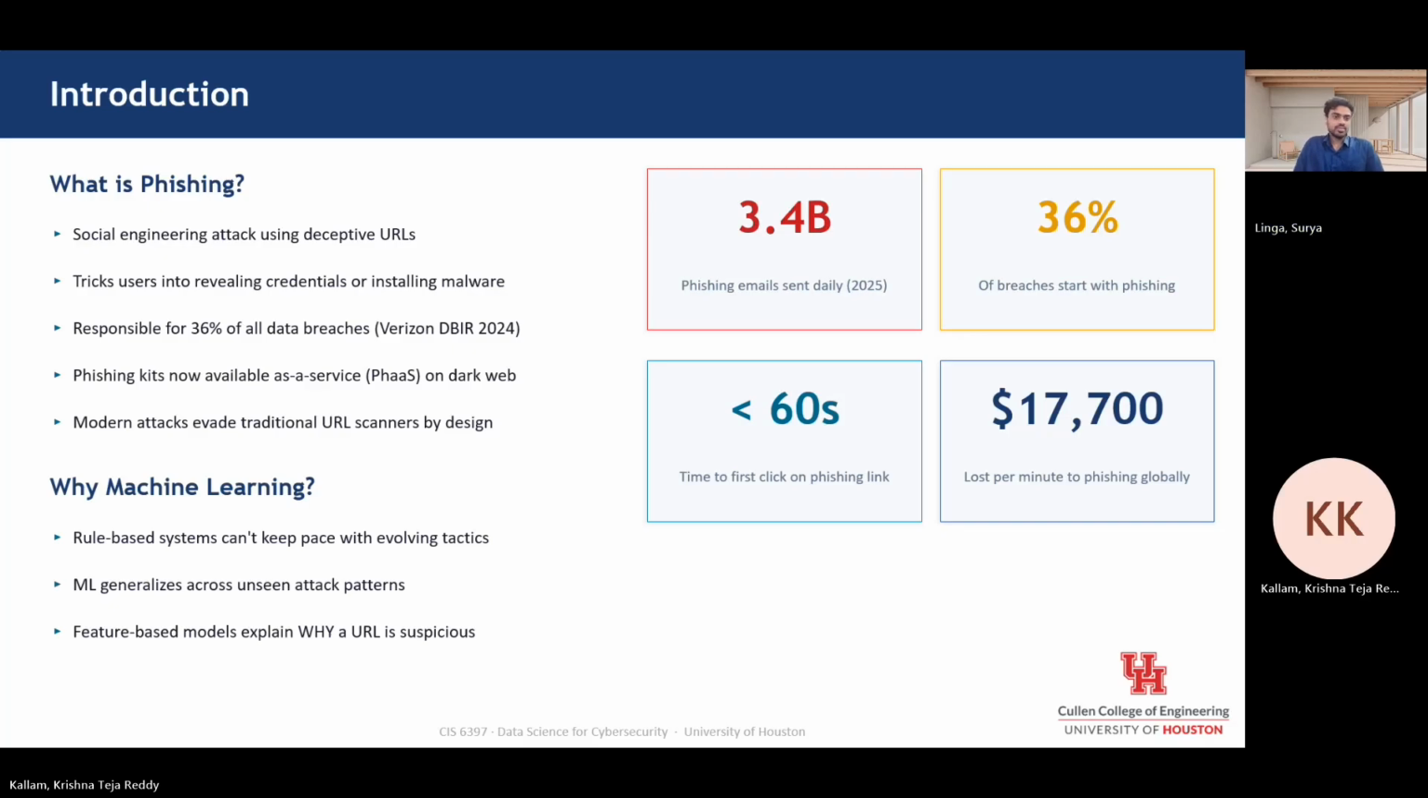Starting with the introduction, what exactly is phishing? Phishing is when an attacker sends a fake URL to steal our passwords or credit card details. It's a huge problem. Over 36% of all data breaches start with phishing. What's new in 2026 is that anyone can buy a ready-made phishing kit online and launch attacks that specifically fool traditional URL scanners. That's why we built our project using machine learning, which can learn new patterns that rule-based systems don't.